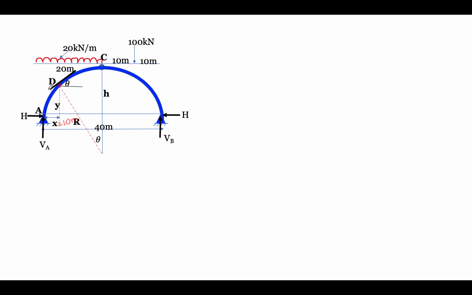Now from the property of circle, in our previous class we have seen how to calculate this radius R. From the property of circle we have a formula, that is H into 2R minus H is equal to L by 2 into L by 2. What is L? L is the total span. L by 2 means half of the span.